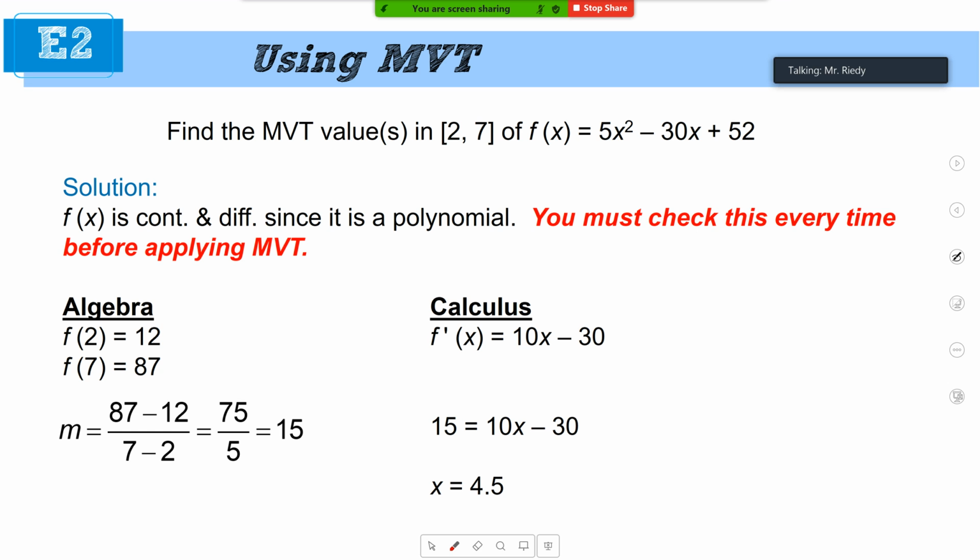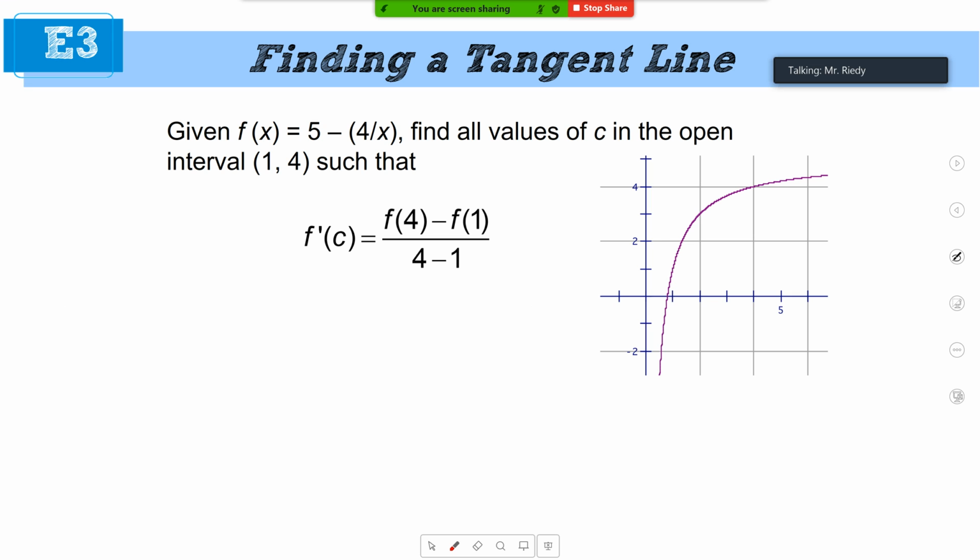Making it more interesting. Okay, so let's do this guy. 5 minus 4 over x. That's not a continuous function, right? X cannot be equal to 0. It's asymptotic. That's a fancy word. However, this happens very frequently. The interval that's been chosen for this problem goes from 1 to 4. This function is continuous from 1 to 4.